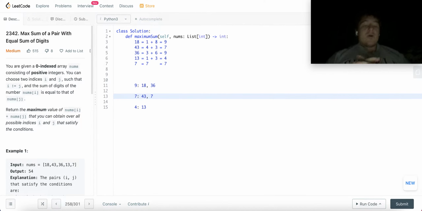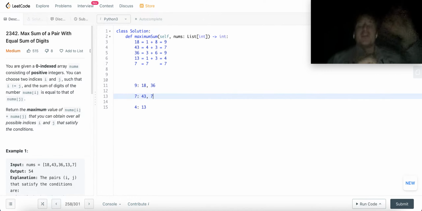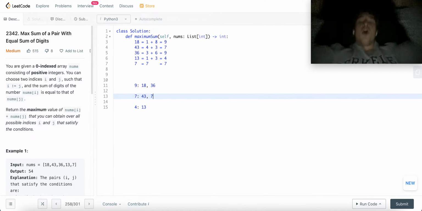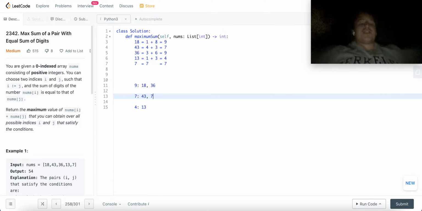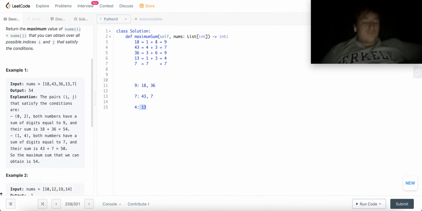What I'm basically saying is, I don't need to look at all pairs. I just need to know what the digit sum is for each number. That way I can determine all the numbers that meet that condition. So now I know I can only combine 18 and 36. I can only combine 43 and 7, and I can only combine 13.